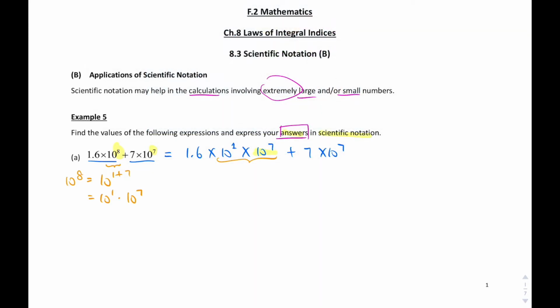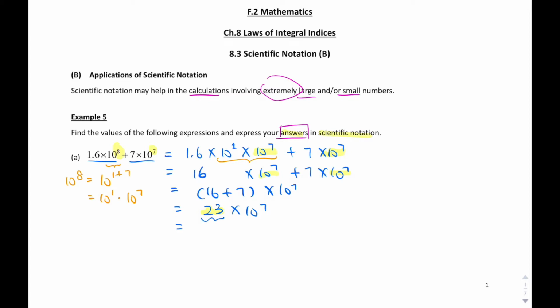So here we have the common factor 10 to the power of 7, and we can take it out, and we get 1.6 times 10. That means 16 times 10 to the power of 7. And we take out the common factor 10 to the power of 7 and get 16 plus 7 times 10 to the power of 7. And this is 23 times 10 to the power of 7. But pay attention, this is not the answer because it is not in scientific notation. So we have to do one more step.